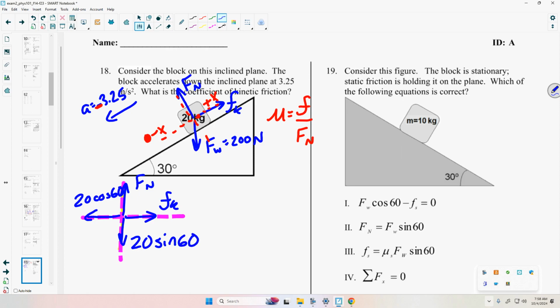Now, be careful, because often we work problems where we say this is equal to this and this is equal to this. Not true in this case, because it's accelerating. The y components are equal to one another. That will always be true, because on an inclined plane, the object will never accelerate in the y direction. It wouldn't be on the inclined plane if it was accelerating in the y direction. So I can say right off that Fn is equal to 20 sine of 60. That gives me one part of that ratio. And so that's equal to 17 newtons, Fn.